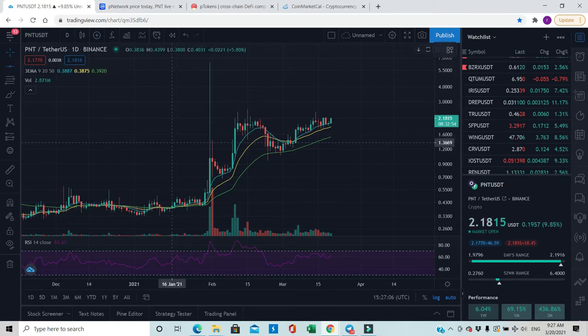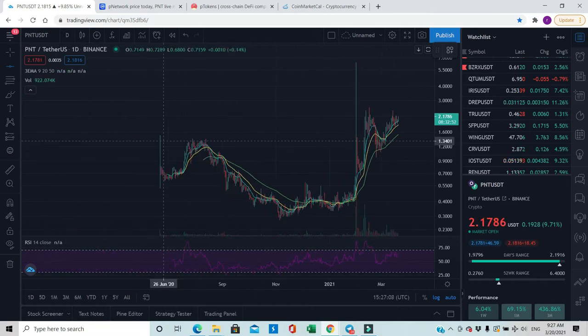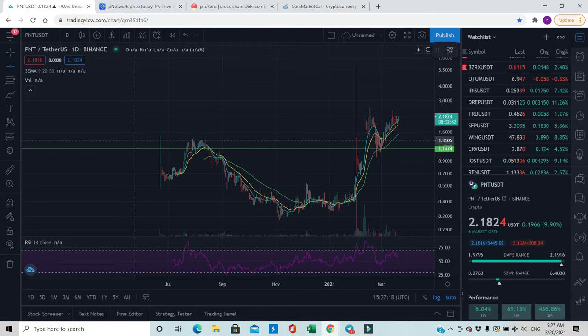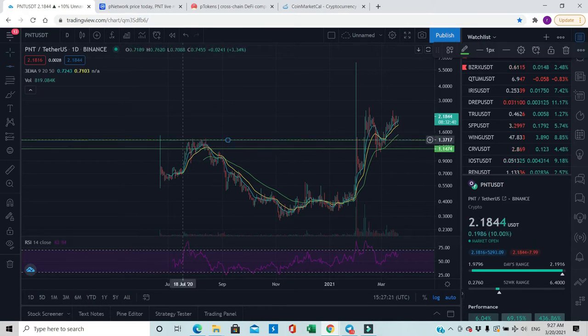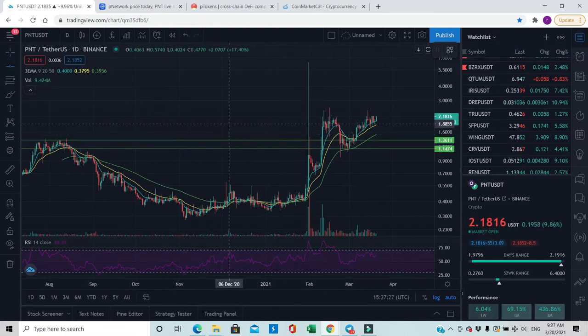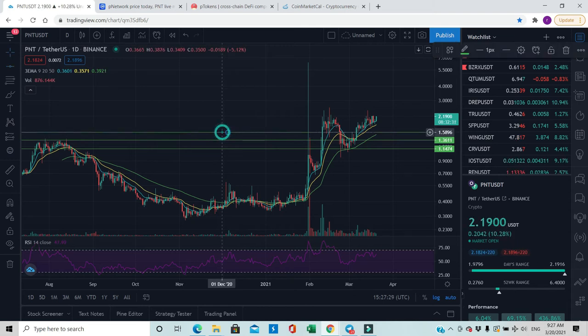So we'll go ahead and draw out some support areas, right? Right around here, there was support. It acted as support previously. Right around here, as you see, this acted as resistance. Somewhat acted as resistance and support. And then right around there, the $1.58 level.